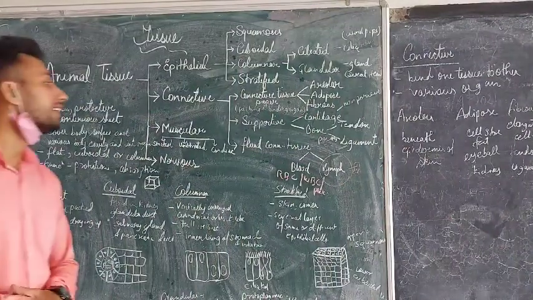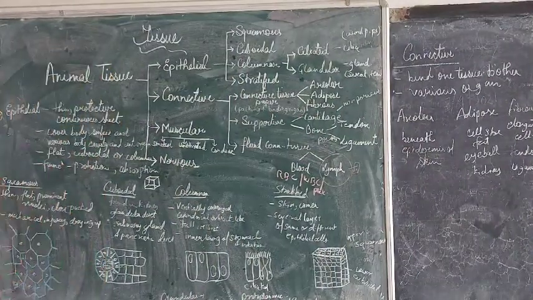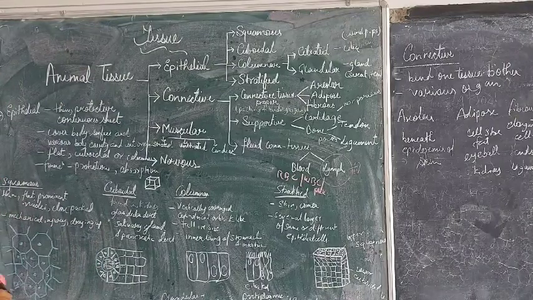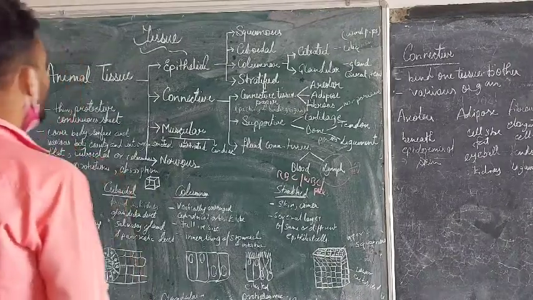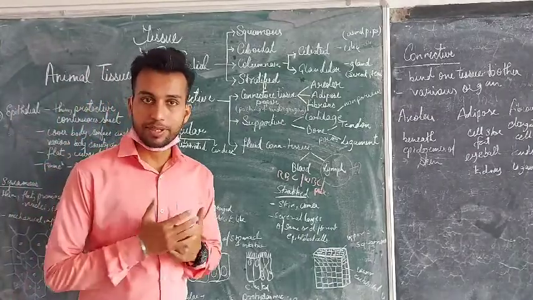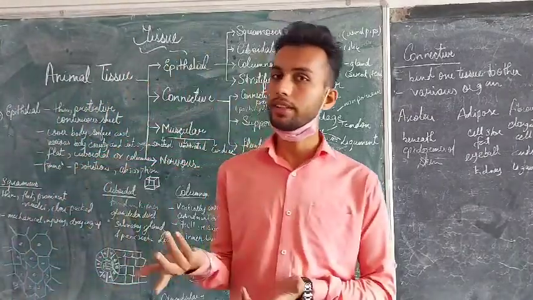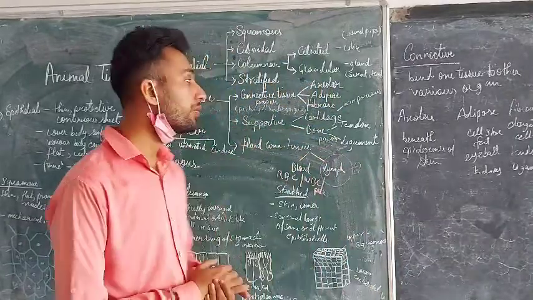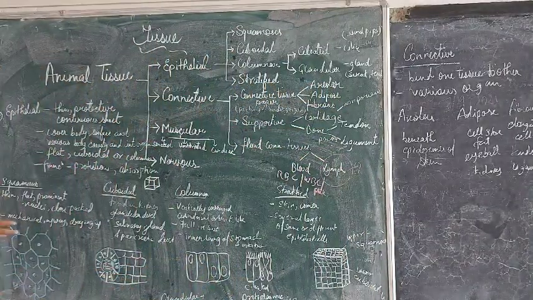Good morning, children. I had already taught you all this topic in the live class, but I am also uploading this video. We have already studied tissue, the meristematic tissue and the permanent tissue, which are the types of plant tissue. Now we are going to study animal tissue.